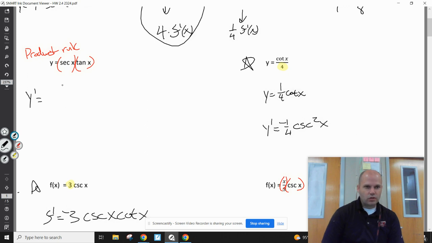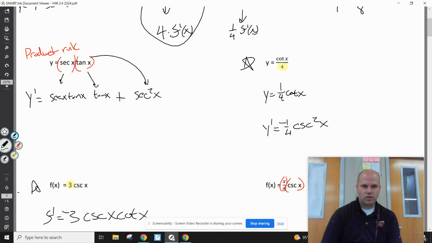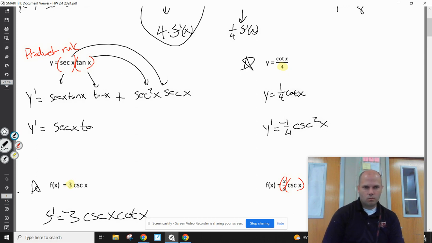So we need the derivative of secant. Secant x tangent x is the derivative of secant, times tangent x. This is the product rule. Derivative of the first times the second plus derivative of the second. Secant squared x is the derivative of the second. Don't forget to multiply by the first. You could factor out a secant x. You could multiply all of the guys together if you want to. Leave it like that. Factor out.